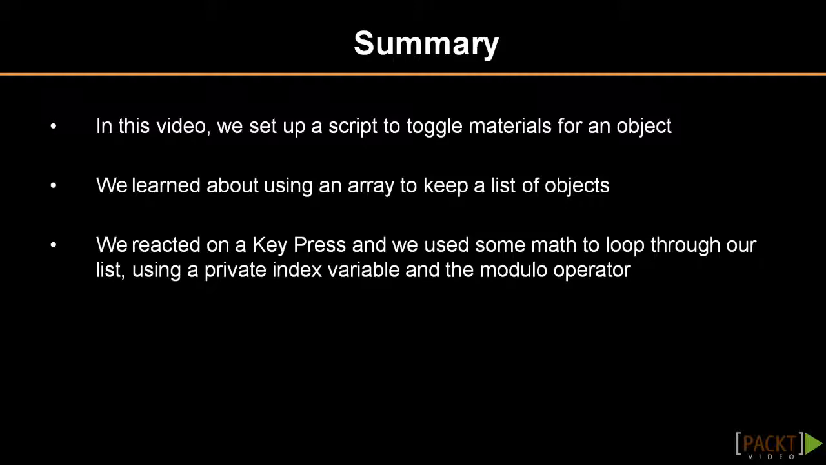In this video lesson, we set up a script to toggle materials for an object. We learned about using an array to keep a list of objects. We reacted on a key press, and we used some math to loop through our list using a private index variable and the modulo operator. In the next video, we will refine this script with a small user interface, an on-screen button.